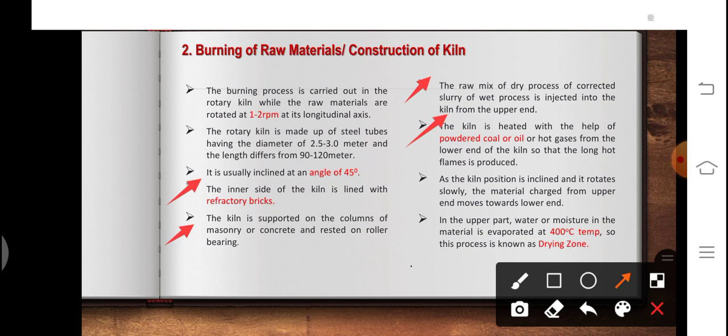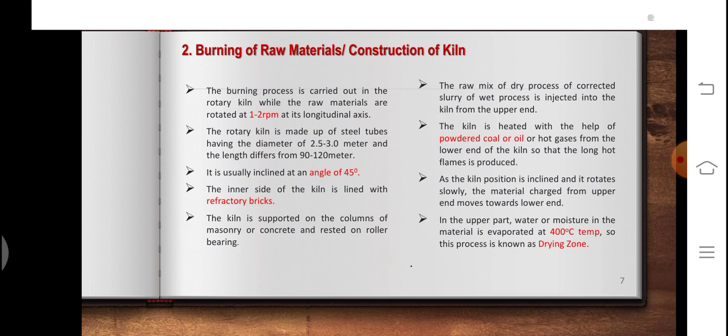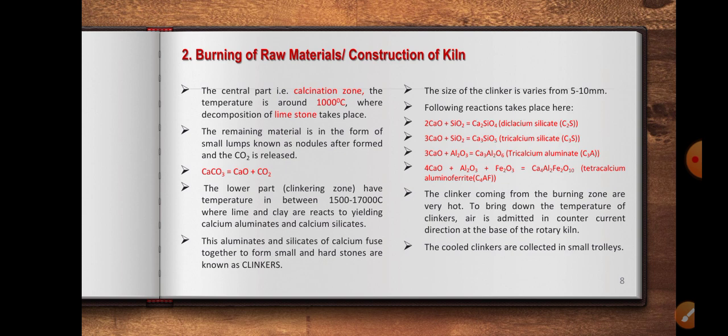So the inclination also allows the production of a good, nice long flame. As the kiln is inclined and it rotates slowly, the material charged from the upper end moves towards the lower end. So automatically the material moves from one end to the other due to the inclination at 45 degree. Now in the upper part, water or moisture in the material is evaporated at 400 degree temperature. This is known as the drying zone. So the first part of the kiln is a drying zone. Here the temperature is about 400 degrees Celsius. At about this temperature, all the moisture is removed.